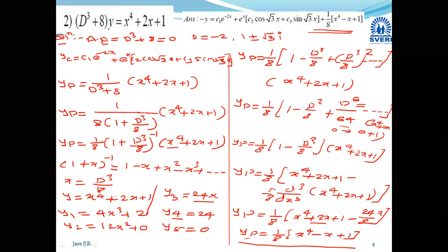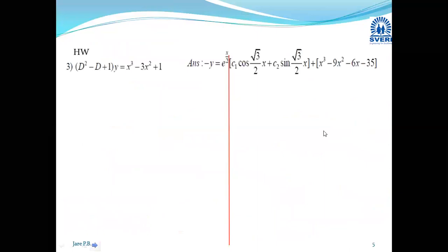Okay, so this is nothing but the second case. Still, if you have any difficulty, please chat with me in the chat window or in the comment box. Similarly, you solve the third example as homework: D cube minus D plus 1 is equal to x cube minus 3x square plus 1, which means we expand up to the third power. This is your example for homework.